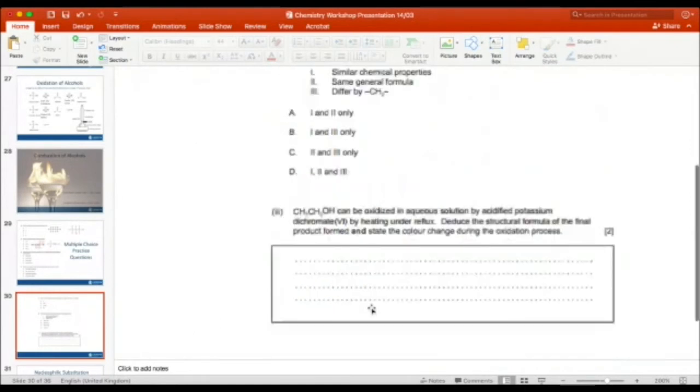And the last one, this alcohol can be oxidized under reflux. Deduce the structural formula of the final product. So the important thing is, first ask yourself, is it primary, secondary, or tertiary? This guy is primary, because the carbon with the OH is bonded to one other carbon. And it's heated under reflux. So it's going to go all the way, and it's going to form a carboxylic acid. The color change is always orange to green.